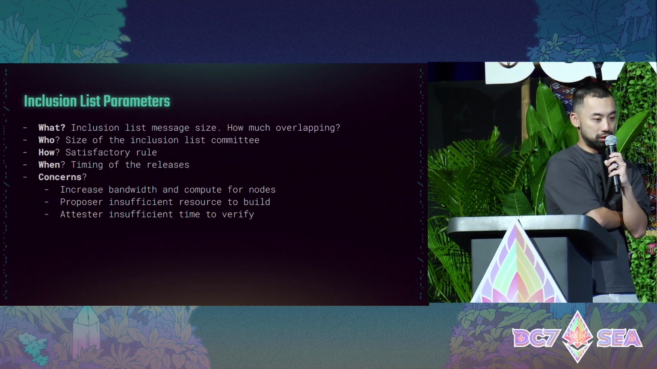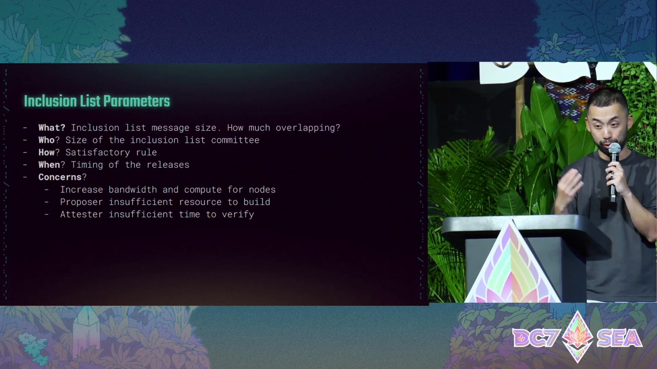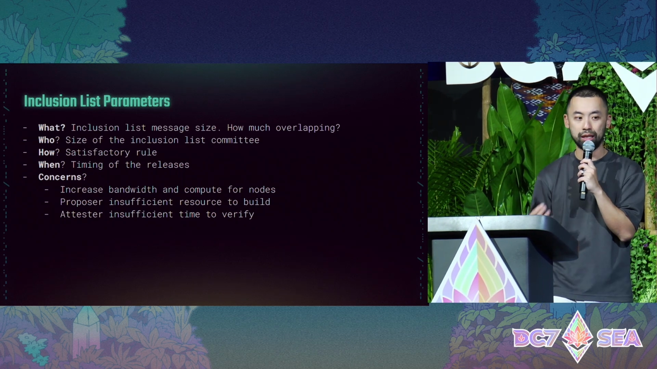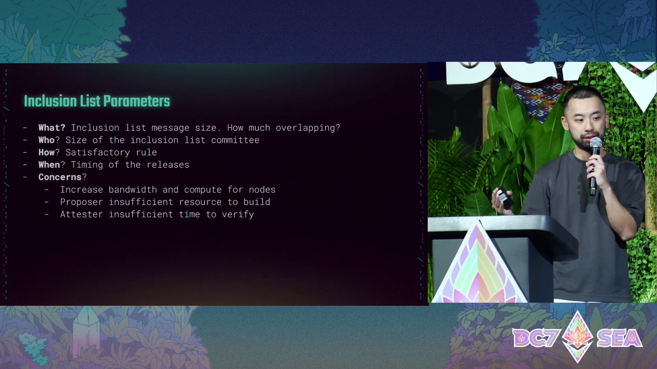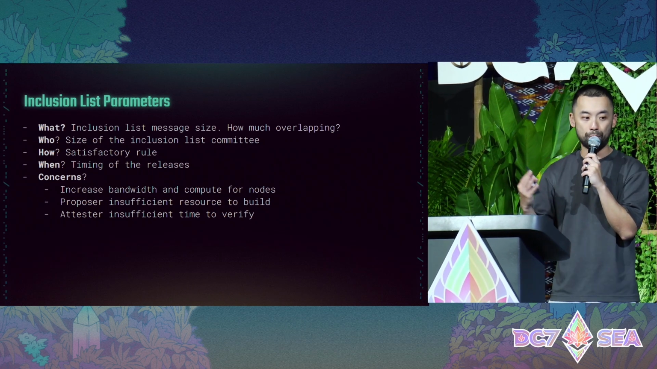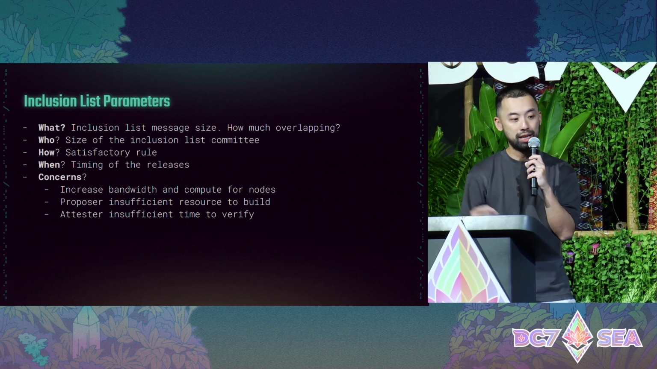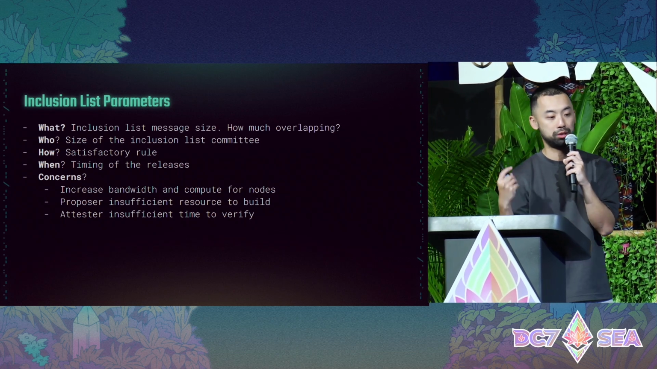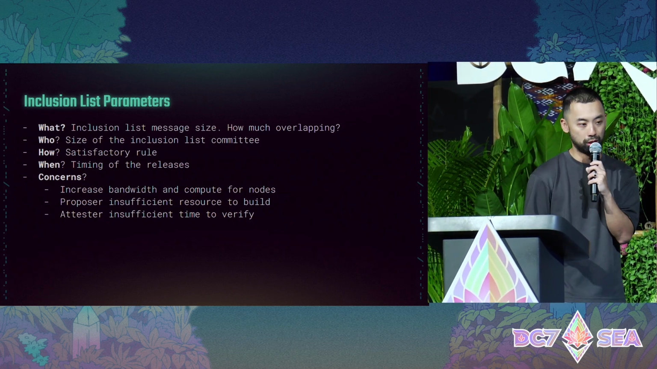So what are the concerns? The first concern, I think, is the increase of bandwidth and compute for nodes. It depends on how big your inclusion list size is. And the second concern is, as a proposer, how much time do I have to build the block? And as a tester, how much time do I have to verify the block?